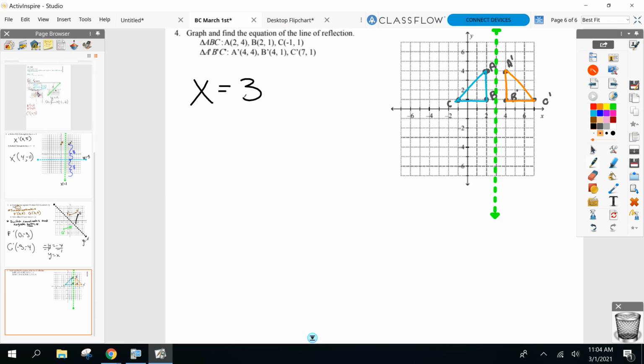So every question can need a separate graph? Correct. If it says graph, it's not optional. If it doesn't say to graph, that's up to you. But when the directions say to graph, you have to graph.